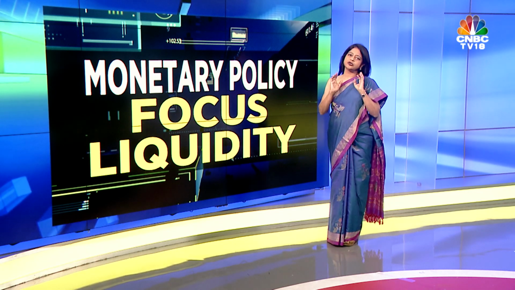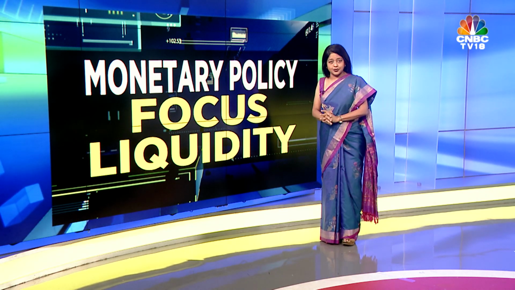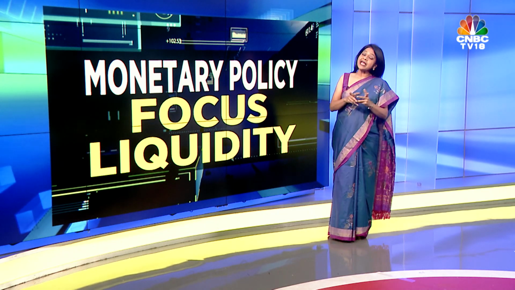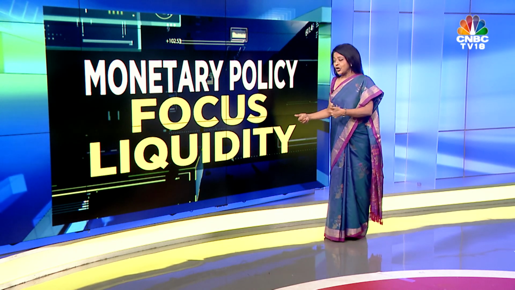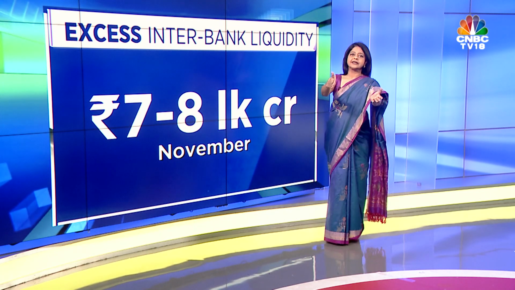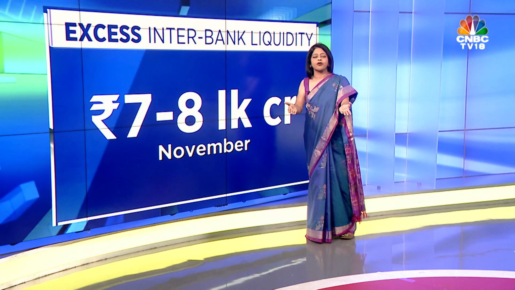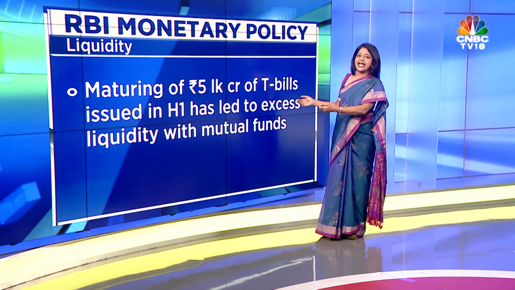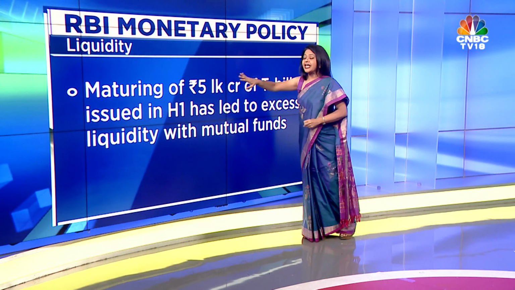Normally, monetary policy concentrates on inflation and growth, but this time it may have to concentrate on liquidity. What do we mean by that? On a daily basis, banks are giving the Reserve Bank 7 to 8 lakh crore at the reverse repo window. Now, this amount of liquidity is not the only problem.